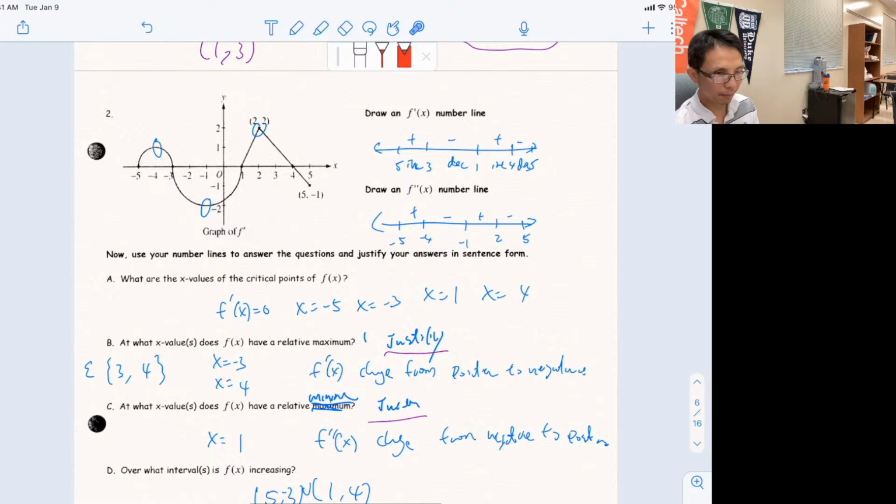So f prime of x equals 0 at x equal to -5, x equal to -3, x equal to 1, x equal to 4. Yeah. Yes.